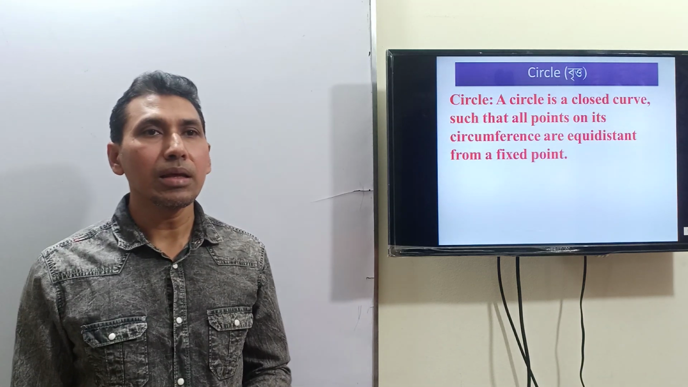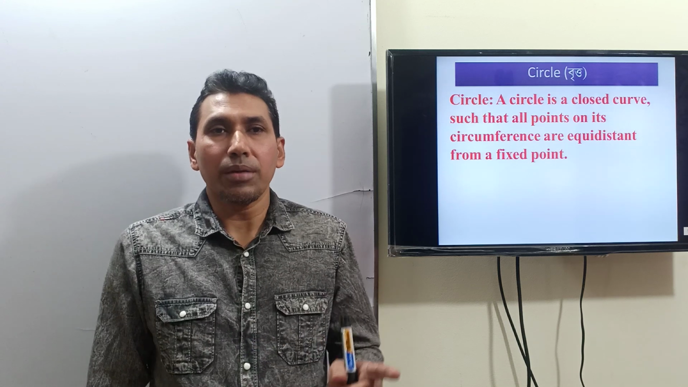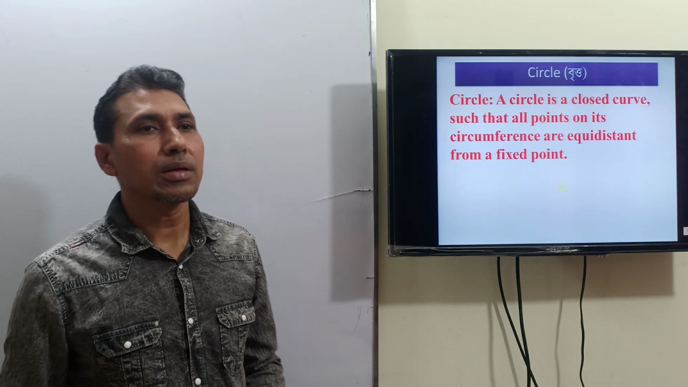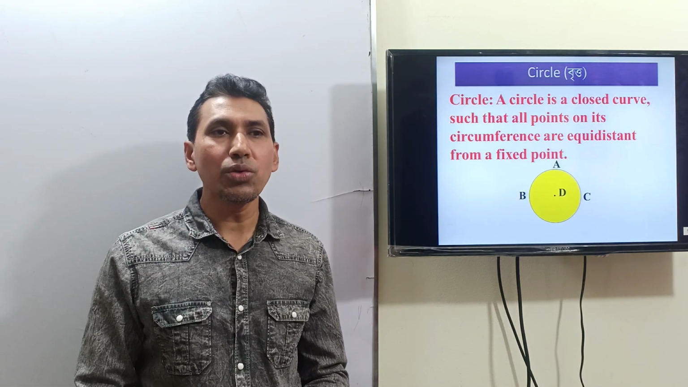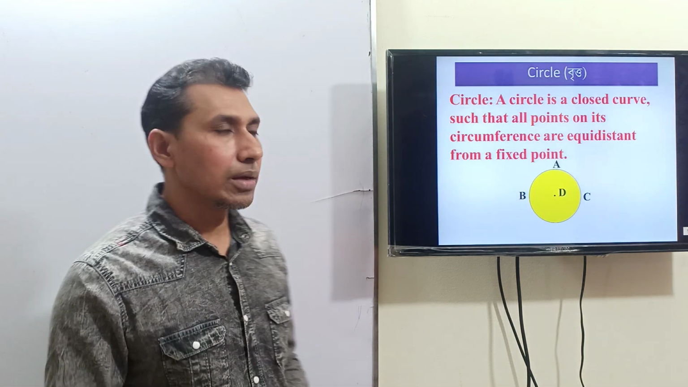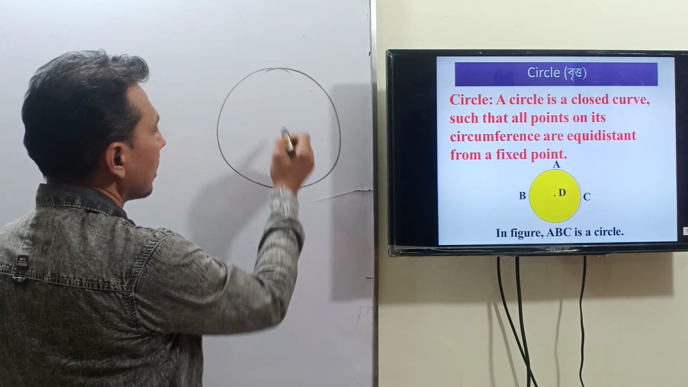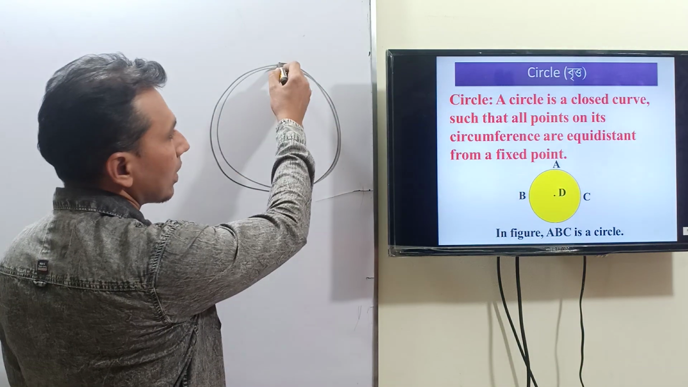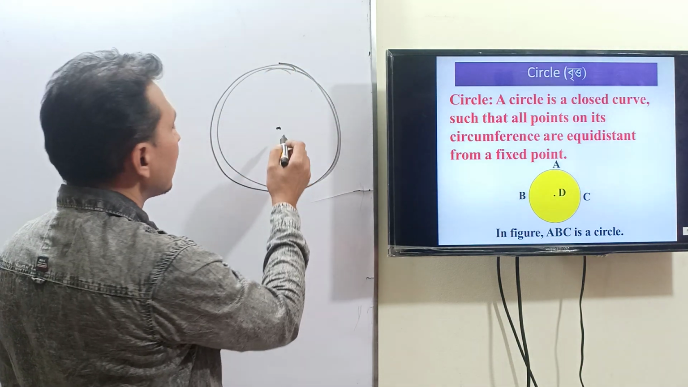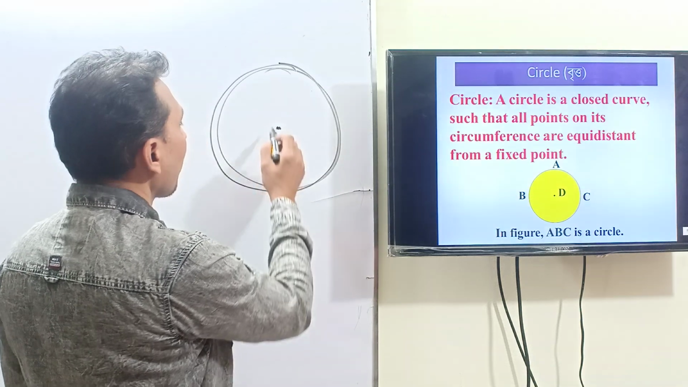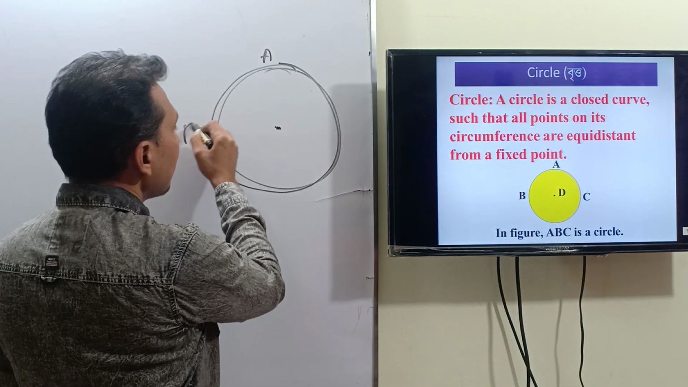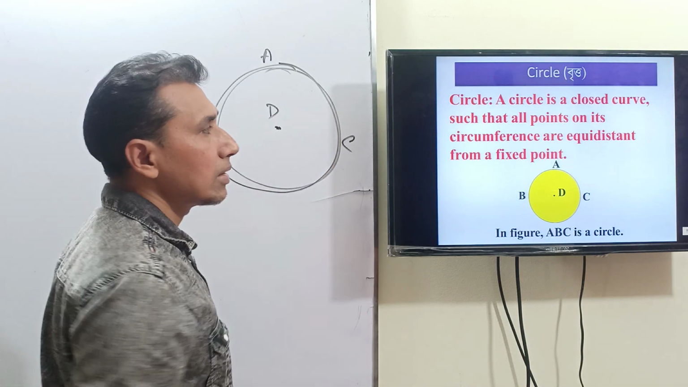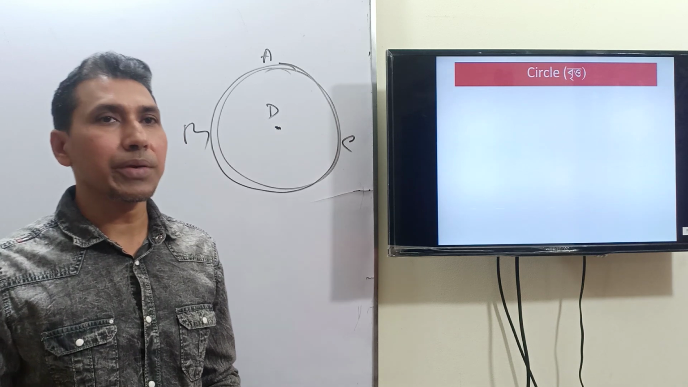A circle is a closed curve such that all points on its circumference are equidistant from a fixed point. Like in this circle, this is a fixed point. It is a closed curve, and the fixed point is D, with points like A, B, C and D. So D is the center. This is the circle.